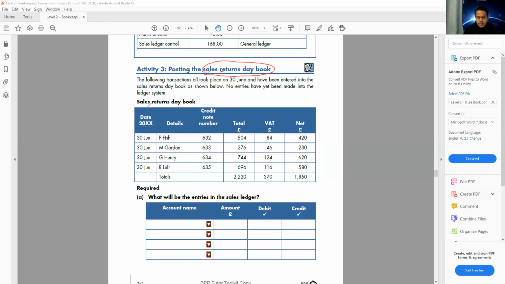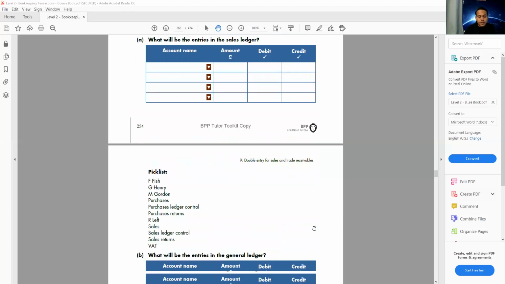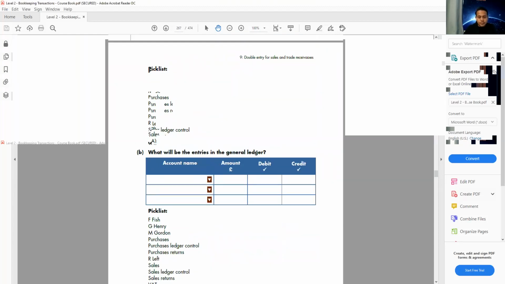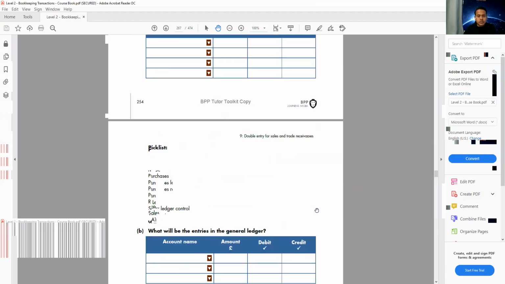Sales return day book. So we can see here, there are two things again. From the sales return day book, we have the sales ledger, that is the individual customer, and we'll also have the general ledger, that will be the total return. This is the general ledger, that will be the total return. All right, so let's do this one first.